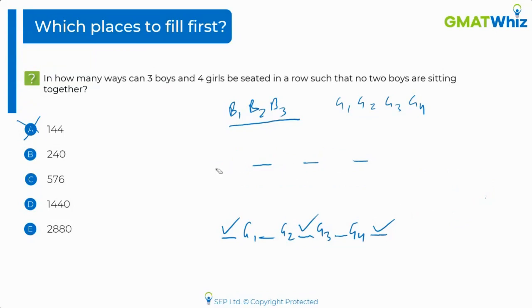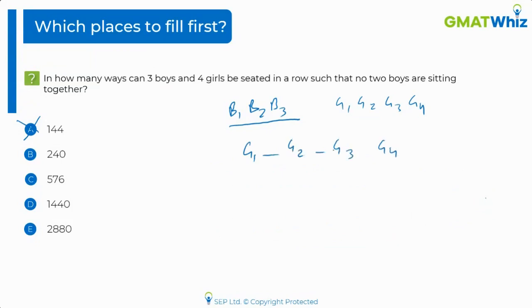The right method: we have to place girls first. So I have to place the four girls apart, and then there are 5 places. The first boy has 5 choices to sit. He can sit anywhere. The second boy, for example, let's say the first boy sits here, then the second boy will have 4 options available. Let's say boy 2 sits here. Then the third boy will have 3 options available.